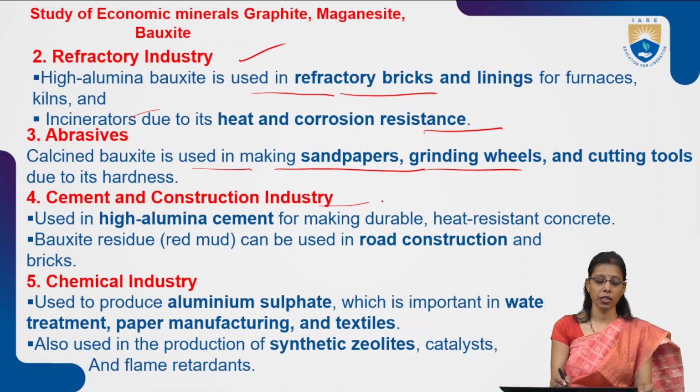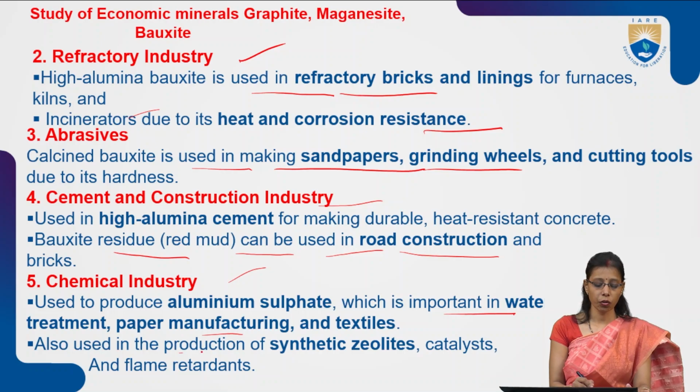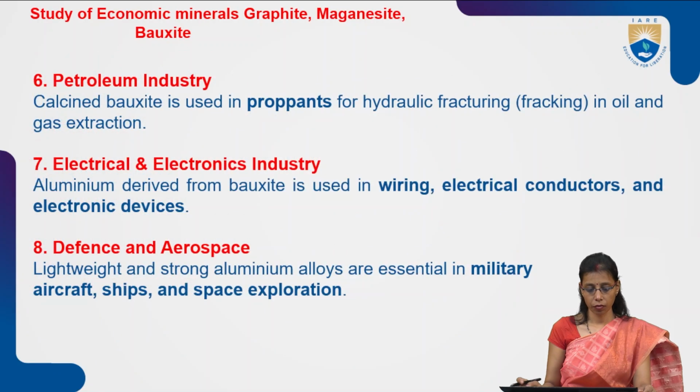Now, in the cement and construction industry, it is used in high-alumina cement for making durable, heat-resistant concrete. And bauxite residue or red mud can be used in road construction and bricks. In the chemical industry it is used to produce aluminium sulfate, which is important in water treatment, paper manufacturing, and textiles. It is also used in the production of synthetic zeolites, catalysts, and flame retardants.